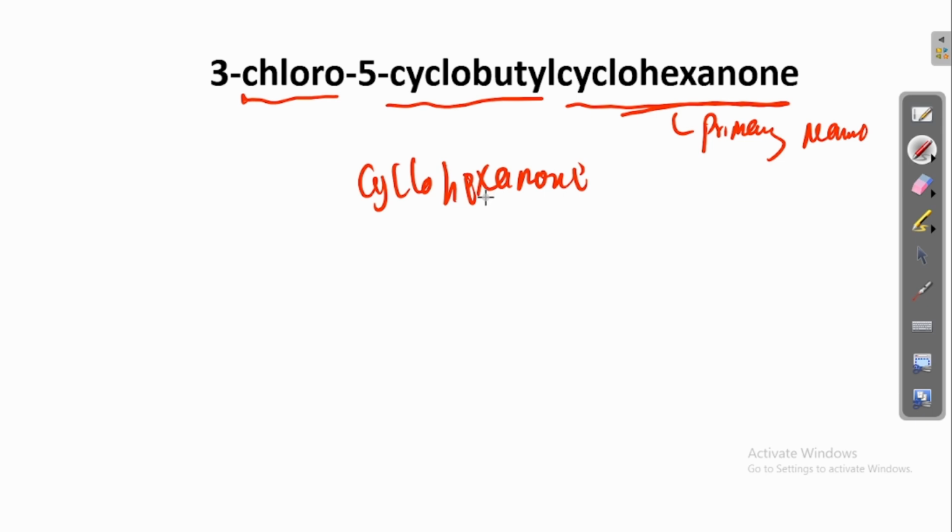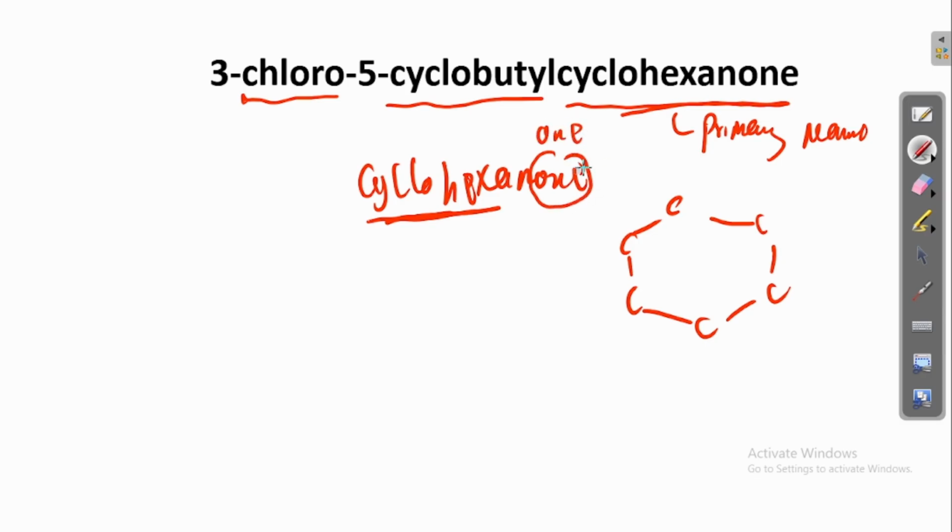Now we're talking about cyclohexa. What does it mean here? 6 carbon atoms in a cyclic form. So here we have 1, 2, 3, 4, 5, 6. Now we're talking about the "ol", which is an alcohol functional group. This functional group here must be attached to a carbon atom. That is one thing to pay close attention to.